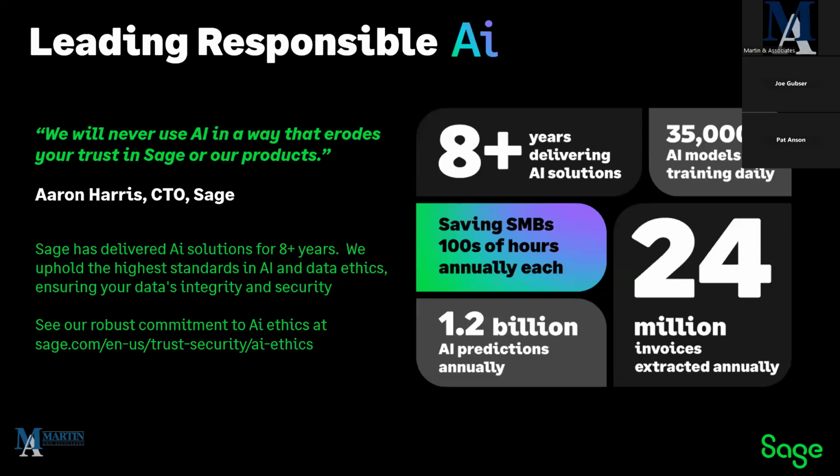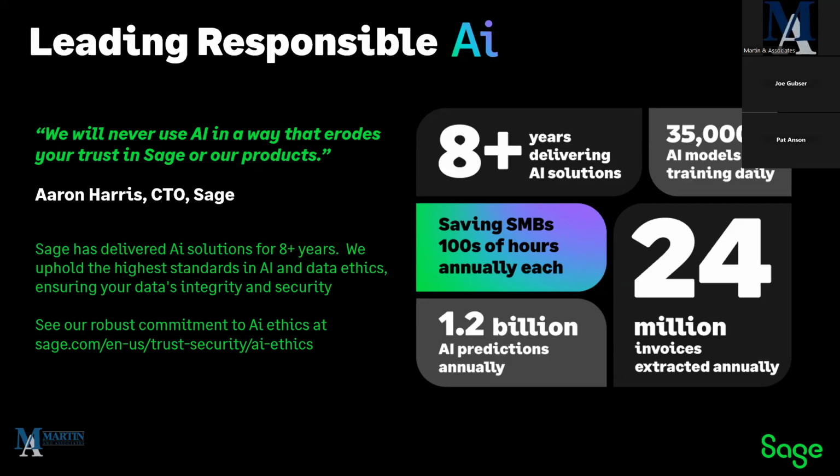So Sage is an AI-based company, like I said. They're adding a lot of AI in their products. And this little chart on the right is a pretty big thing here, I think. 8+ years of delivering AI solutions. They have over 35,000 AI models that are being trained daily, not only by your version of Intacct, but by everybody else out there in the system that's using it.